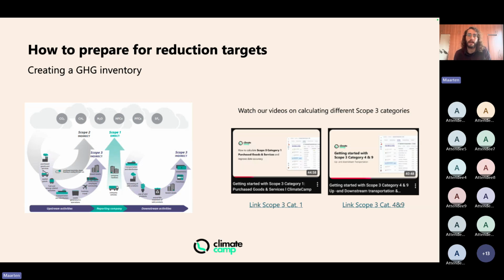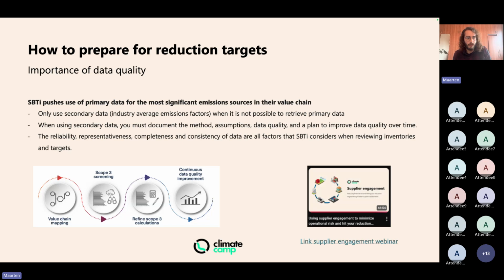So I'm going to skip over this step, but obviously this is the base point for any reduction targets or other reduction action. Now, I want to stand still a little bit with the importance of data quality, or I want to emphasize the importance of data quality. It is something that SBTi emphasizes throughout their documentation as well. And they push the use of primary data for the most significant emission sources in your value chain. So they really recommend it for the most significant emission sources, which in most companies are purchased goods and services, transport if possible.